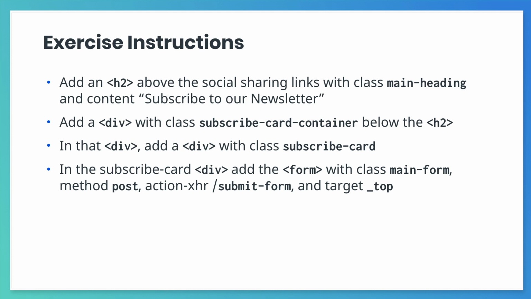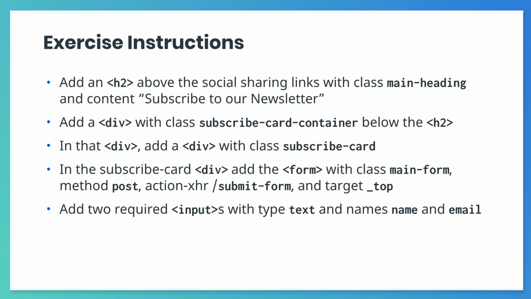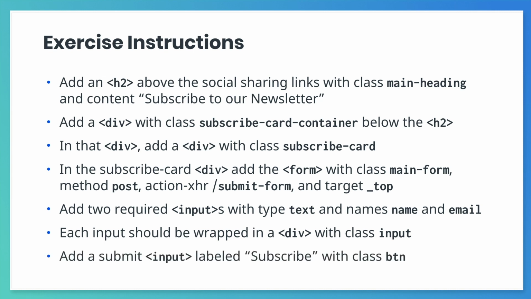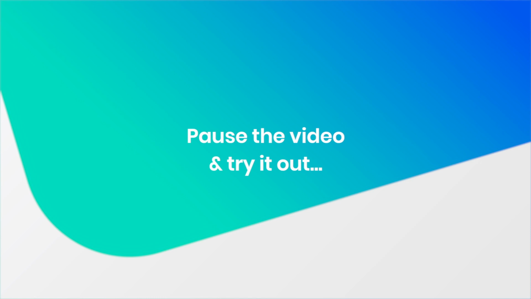To that form, we'll add the two required input fields, one with type text and name name, and the other with type text and name email. Each input should be wrapped in its own div tag with class input. At the bottom, add a submit input labeled subscribe with class button. You can always review these instructions in the course text on the AMP site. Now, pause the video and try it out.